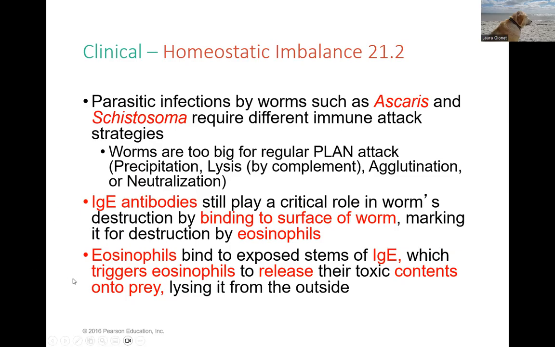The eosinophils then bind to the exposed stems of the IgEs, which triggers the eosinophils to release their toxic contents onto the prey, lysing it from the inside out. Isn't that cool? Yeah, so that's an example.